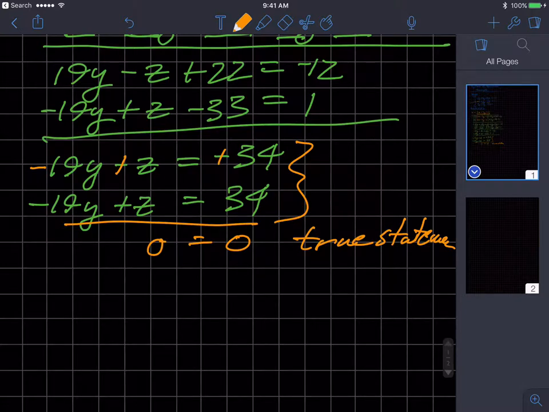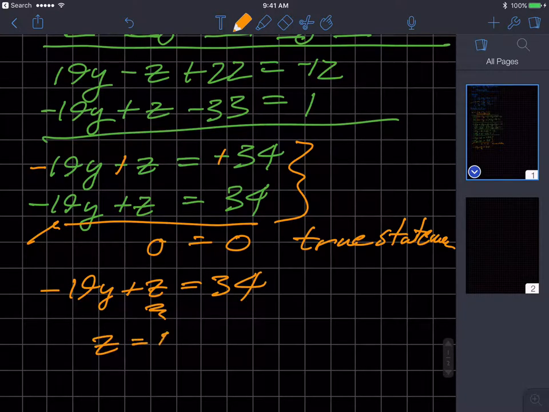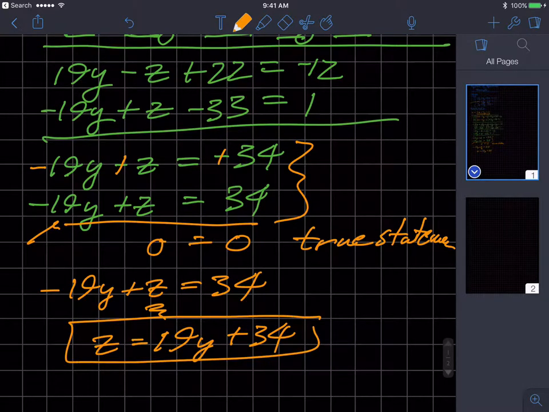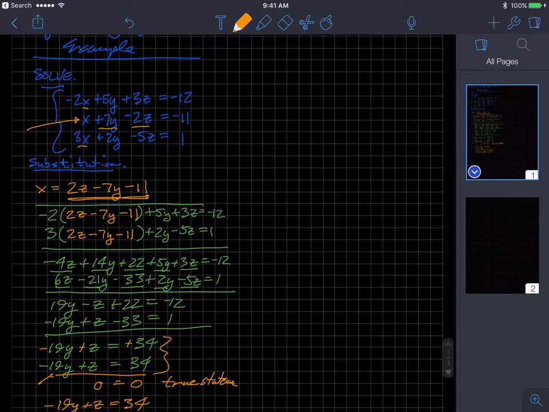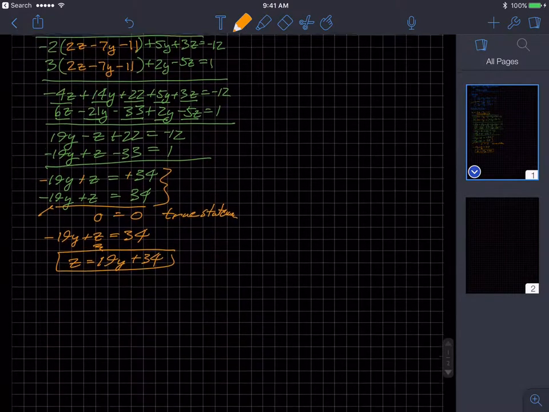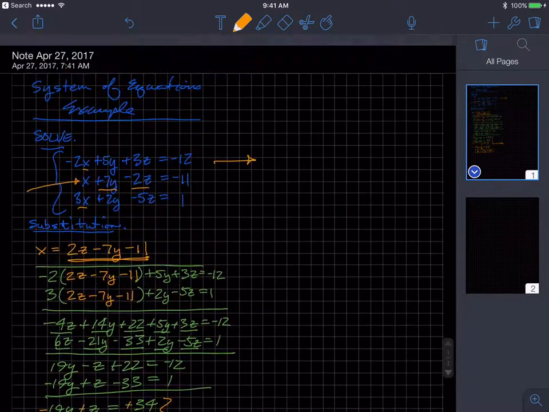So let's do the following. Take one of these equations, doesn't matter which one. Let's say the second one. So I got negative 19y plus z equals 34, and then solve for z. So I'm going to add 19y to both sides. Z equals 19y plus 34, right? That's how I'm going to represent z. Now, let's go back to the original equations, and wherever there was a z, substitute this in instead.